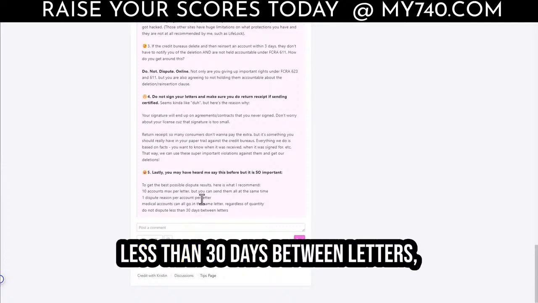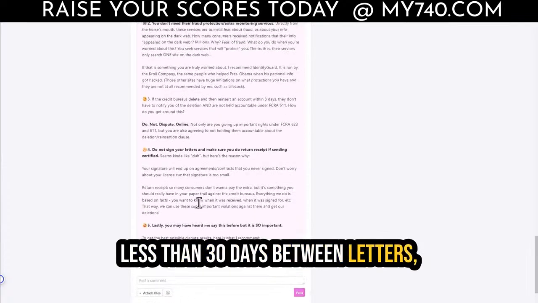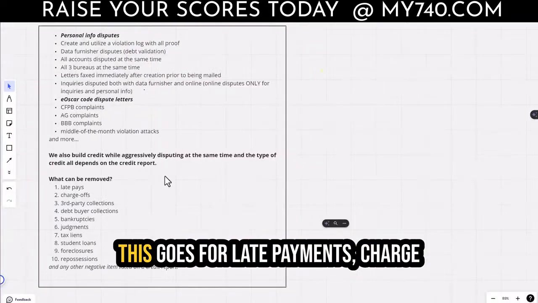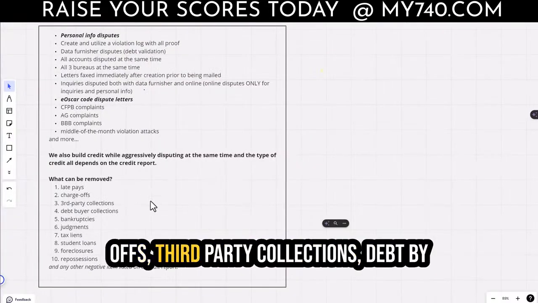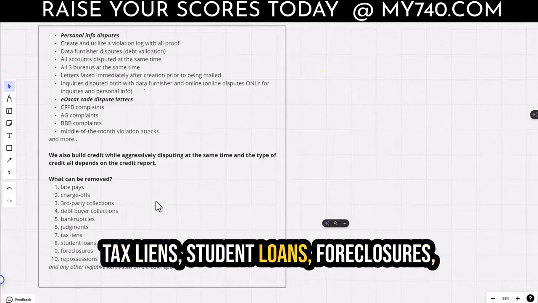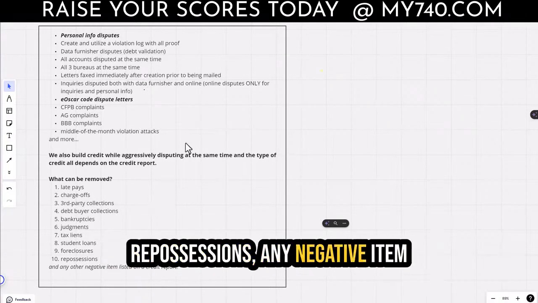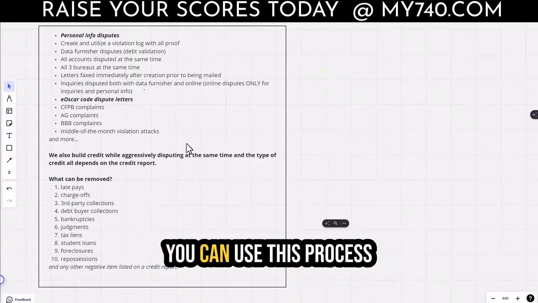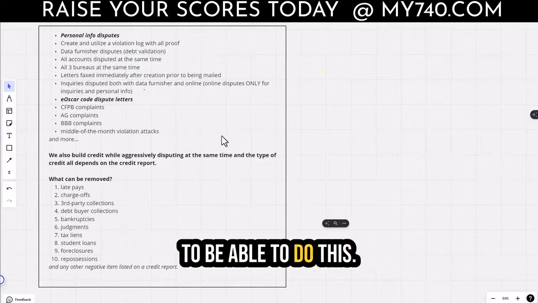And do not dispute less than 30 days between letters unless doing a violation attack. This goes for late payments, charge-offs, third-party collections, debt buyer collections, bankruptcy, judgments, tax liens, student loans, foreclosures, repossessions, any negative item that's on your credit report. You can use this process to be able to do this.